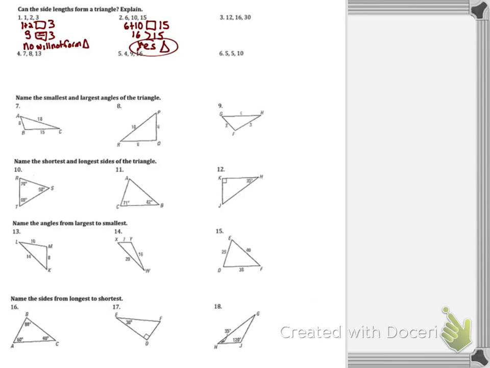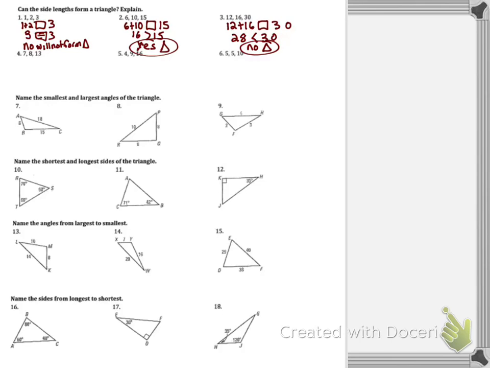And then we have 30, 16, and 12. We see that 30 plus 16 is greater than 12, and 30 plus 12 is greater than 16, but is 12 plus 16 going to be greater than 30? That's going to give us 28, which is less than 30, so no triangle will be formed.